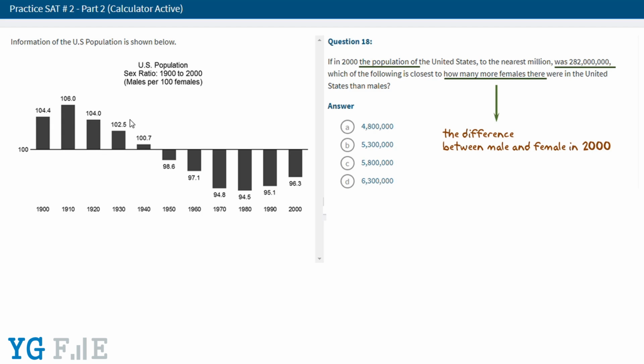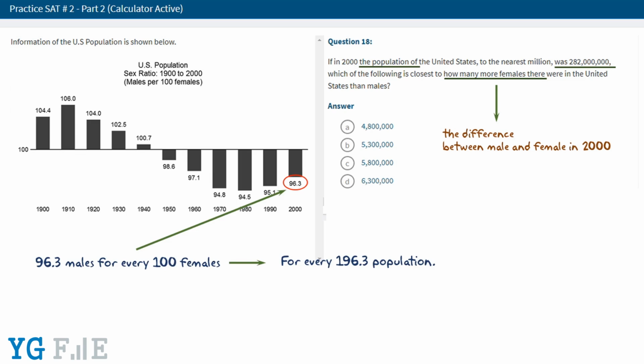From the graph, we have the ratio of males and females in every year, and we can also calculate the ratio of the difference between male and females to females. But since we are given the total population, we need to find the ratio of the difference between male and female to the total population. If we look at our diagram, in 2000 we have 96.3 males for every 100 females. It means that for every 196.3 population, the difference between male and female will be 100 minus 96.3, which is equal to 3.7.